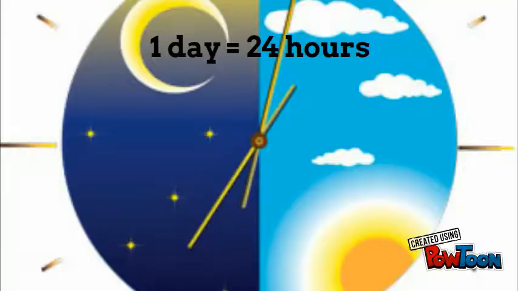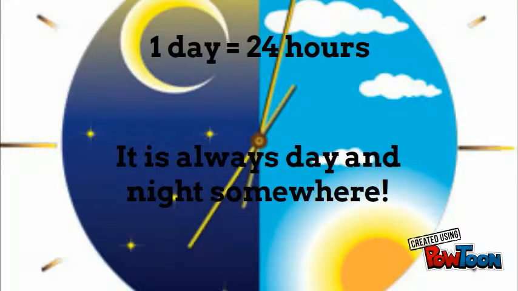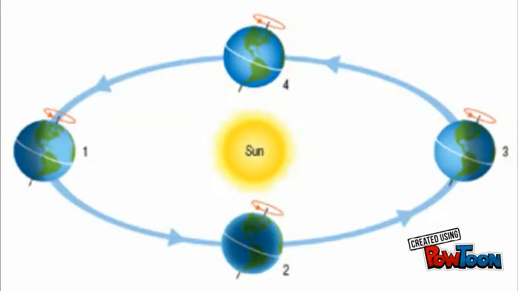So this process repeats itself every 24 hours. That's why one day is 24 hours. So at any given time, it's always day or night somewhere on Earth.